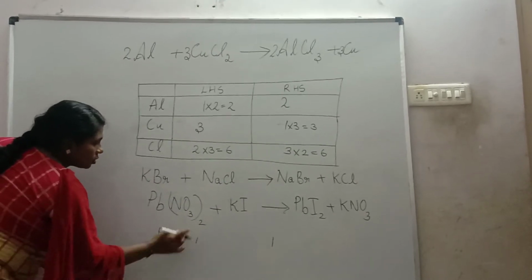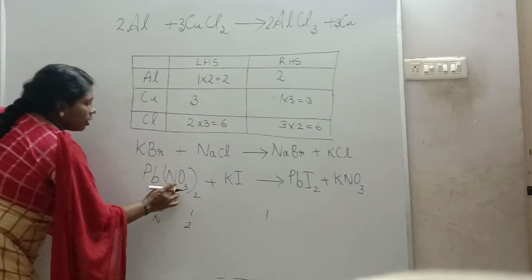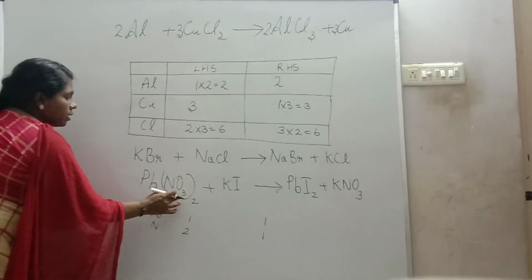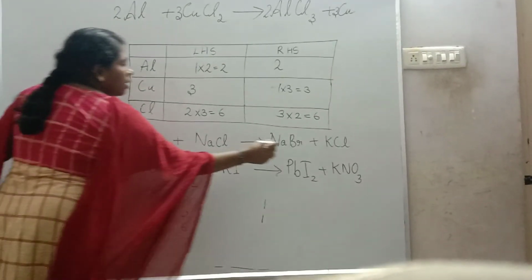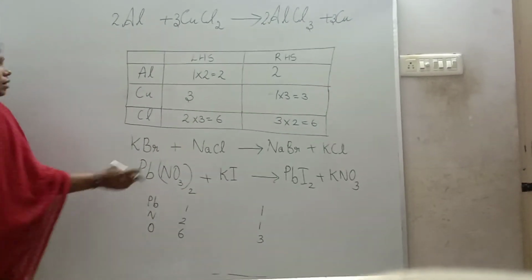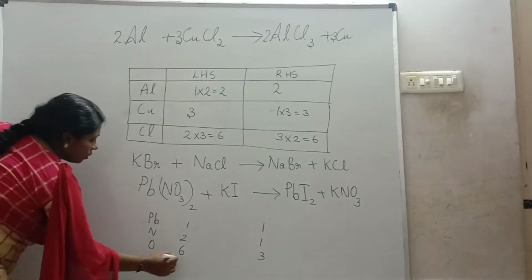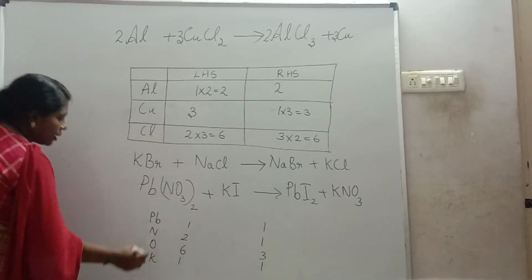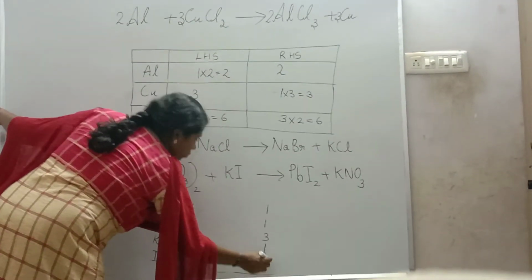Nitrogen: this 2 is common for nitrogen and oxygen. 2 on the left-hand side and 1 on the right-hand side. Oxygen: 2 into 3, 6. 6 on the left-hand side and 3 on the right-hand side. Here on the reactant side, potassium only 1. On the product side, potassium 1. Reactant side iodine 1, product side iodine 2.